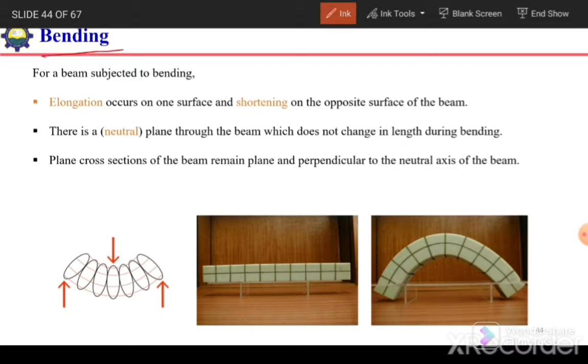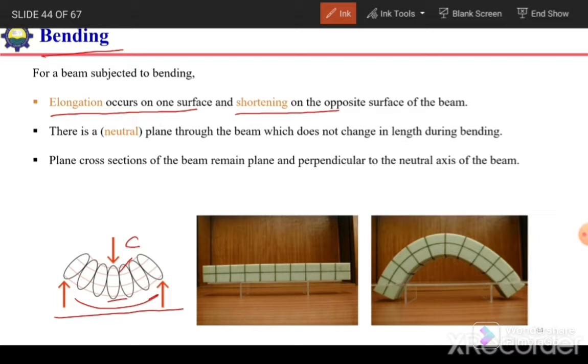If we apply a load on a simply supported beam, it will deflect in downward direction, it will bend, and the top fibers will compress and the bottom fibers will elongate. So there will be elongation on one surface and shortening on the other surface. The surface where compression occurs, the fibers will shorten, and the surface where the tension occurs, the fibers will elongate.